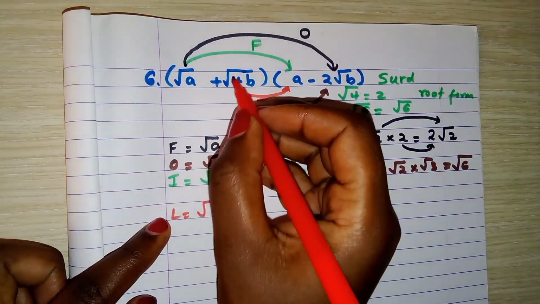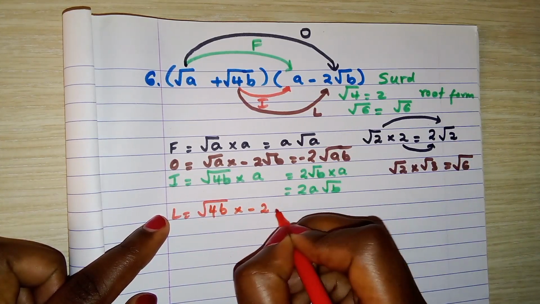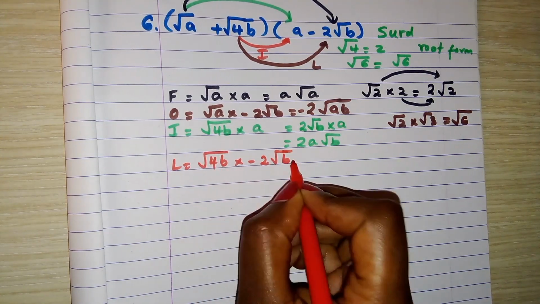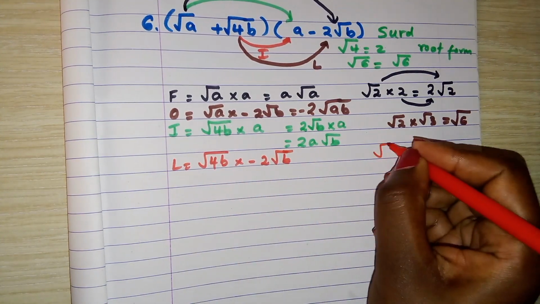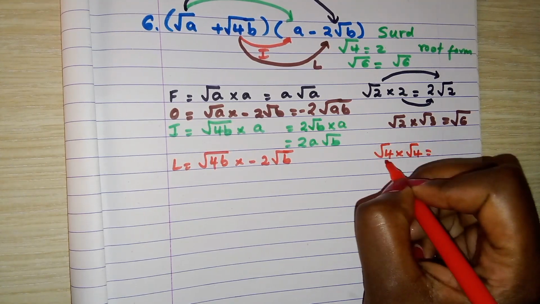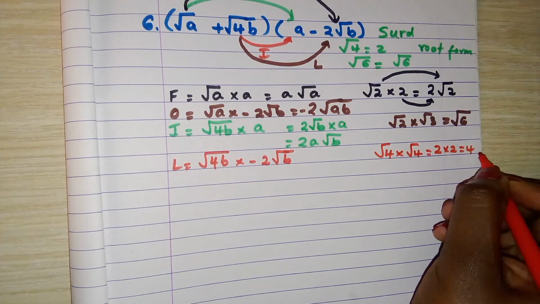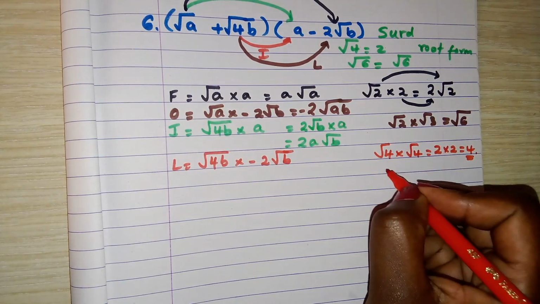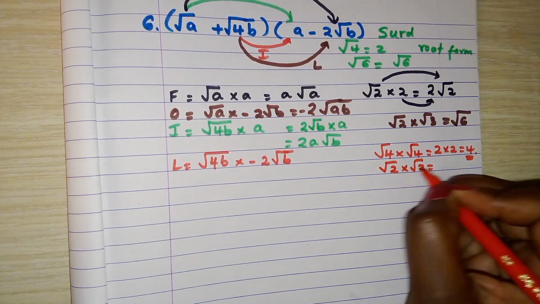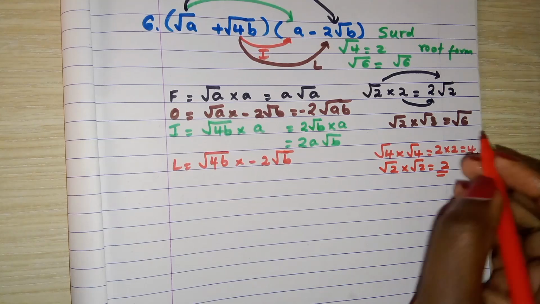So the last one we have root 4b times negative 2 root b. Here we can see there's a similar letter. For example, if you have root 4 times root 4, the square root of 4 is 2, the square root of 4 is 2, so you get 4. If you have, let's say, root 2 times root 2, that's the same as removing the square root and keeping just one of the 2's.